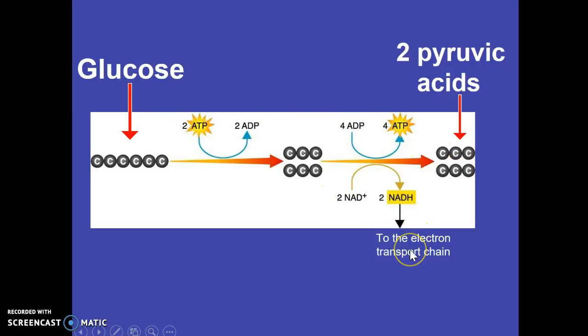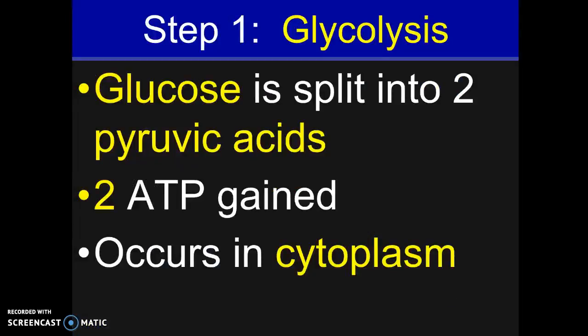Now the NADH goes to the electron transport chain, which we'll talk about a little later on in the notes. But for this process, remember this is like an electron carrier. It's carrying those high energy hydrogens and electrons, and we're going to use that later as an energy source. Okay, so recap with glycolysis: glucose is split into 2 pyruvic acids, 2 ATP are gained, and it occurs in the cytoplasm. So that's a little bit of an idea of what's going on.